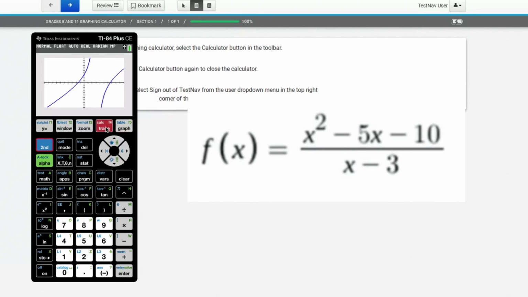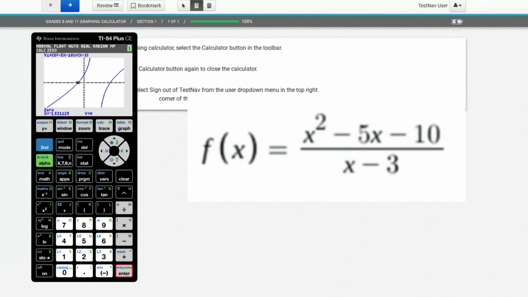We're going to hit second calc, and we're going to do 0. Okay? You see the blinking thing show up. Go to the left of where it's a 0. Hit enter. Go to the right of where it's a 0. Hit enter. And we care about the 0 in between those guys. By doing that, we get negative 1.531.